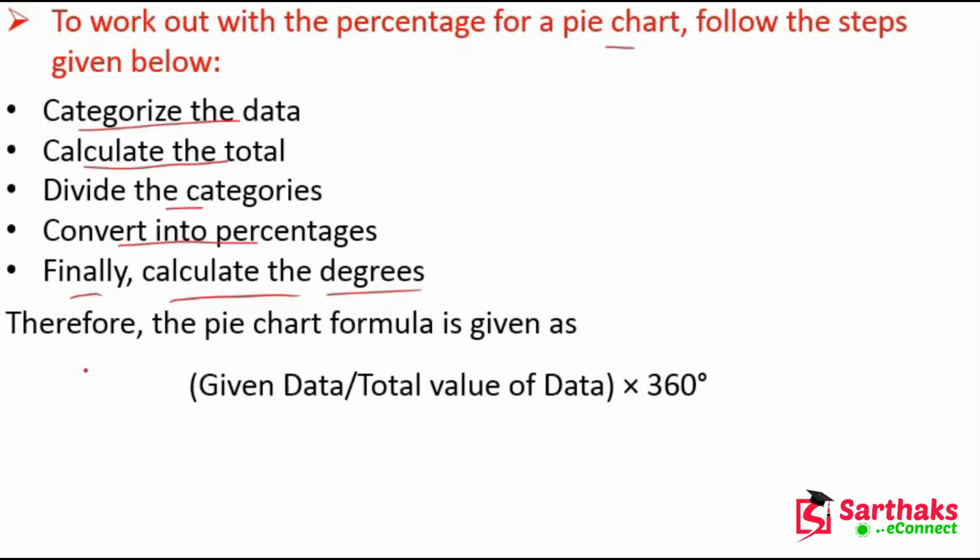So here the pie chart formula is given, as you can see, so we can find the central angle of each component. How can we find it? The formula is given data upon total value of data, into 360 degrees. With the help of this formula we can easily find the central angle.